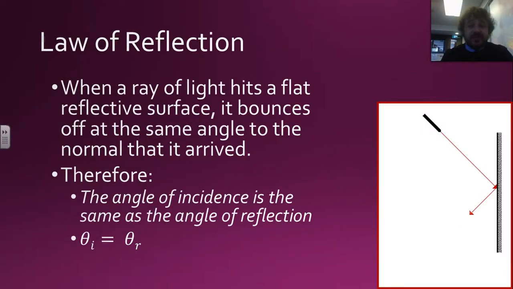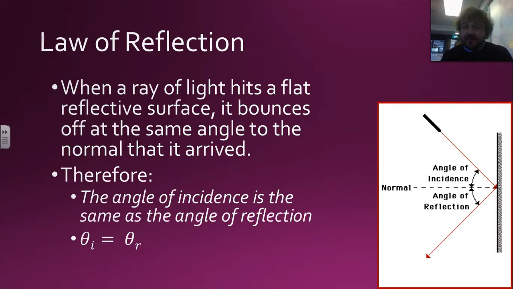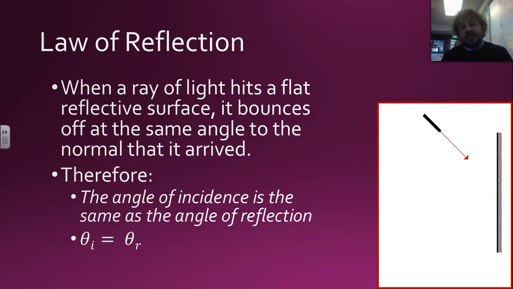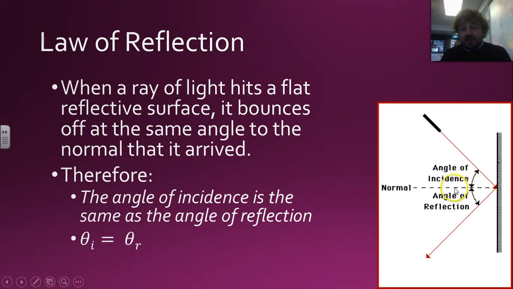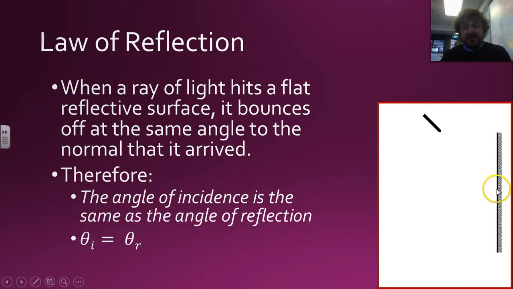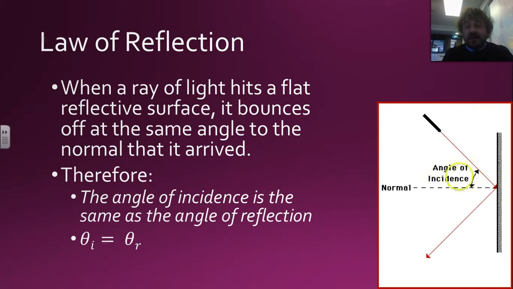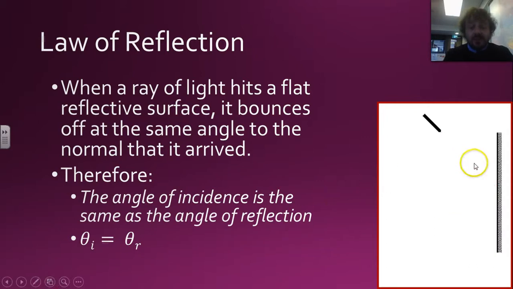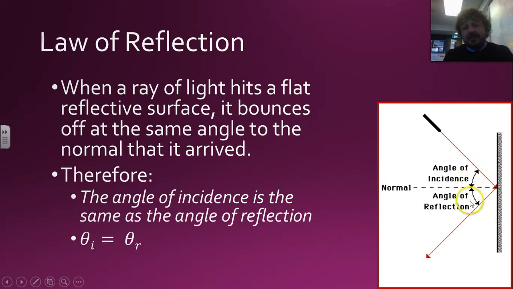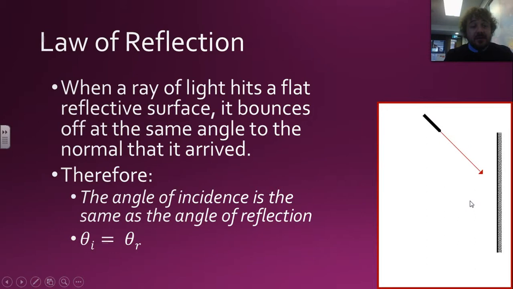The law of reflection is super straightforward. When a ray of light hits a flat reflective surface, it bounces off at the same angle to the normal that it arrived. Now, if you look down here, the normal is an imaginary line that is 90 degrees to the flat surface, so perpendicular to the flat surface. We call the angle that it comes in at to the normal the angle of incidence, which we see here, and then we've got the angle of reflection there. Alright, so the angle of incidence is the same as the angle of reflection.